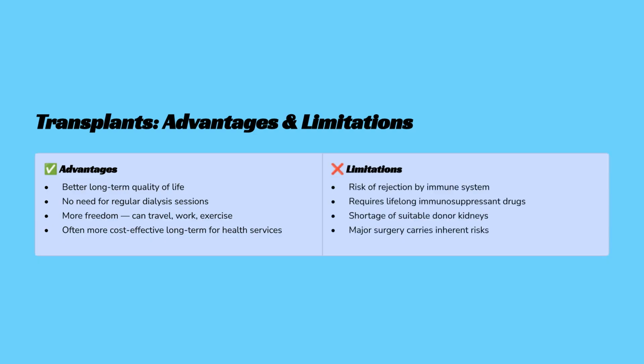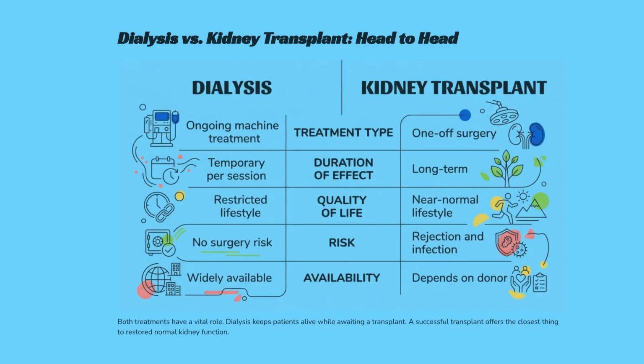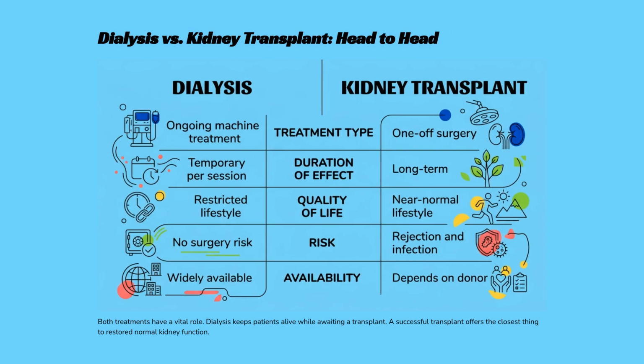Limitations include the risk of rejection, the need for lifelong drugs, a shortage of donor organs, and the inherent risks of major surgery. Dialysis and transplantation both play vital roles. Dialysis is crucial for survival while awaiting a transplant. A successful transplant provides the closest outcome to normal kidney function.